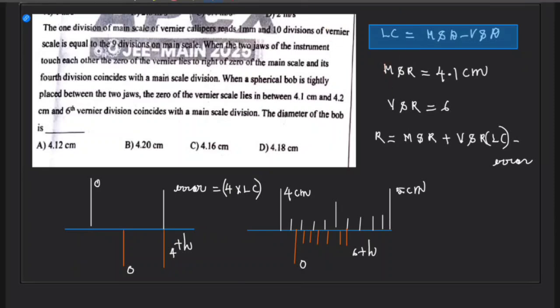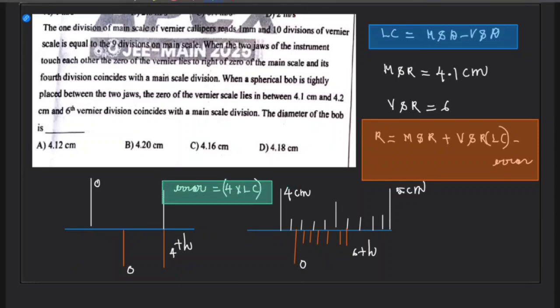This is one thing that you have to keep in mind, and you have to keep in mind how to calculate this error also. Clear? So that is about the Vernier calipers problem, right? So there is nothing more to revise here, everything has come. Next one is this one.